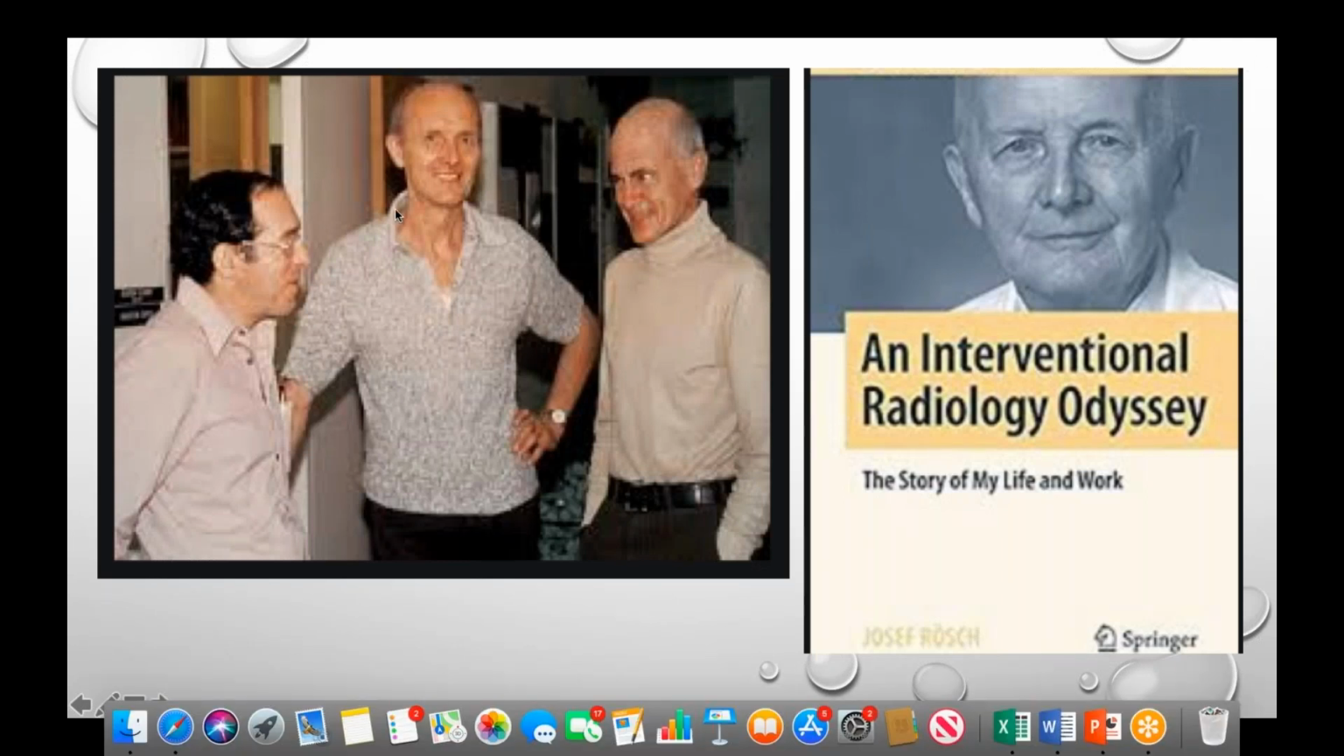At that time, that same gentleman, Joseph Roche, who had invited Charles Dotter to Czechoslovakia to give that talk, was invited by Dotter to come to Portland, Oregon to work at the Oregon Health Sciences Center. This is Fred Keller, this is Joseph Roche, and Charles Dotter, all great minds, some of the originators of the field.